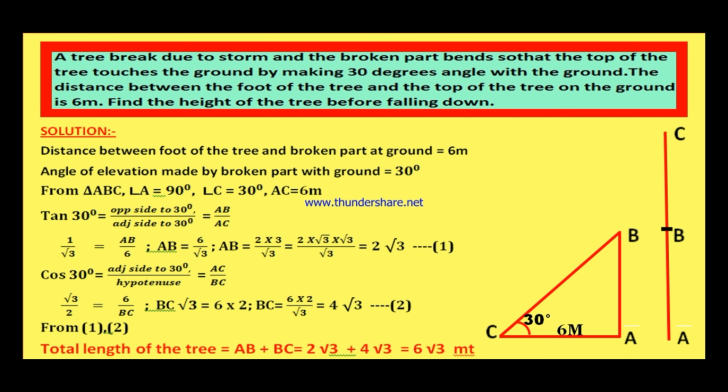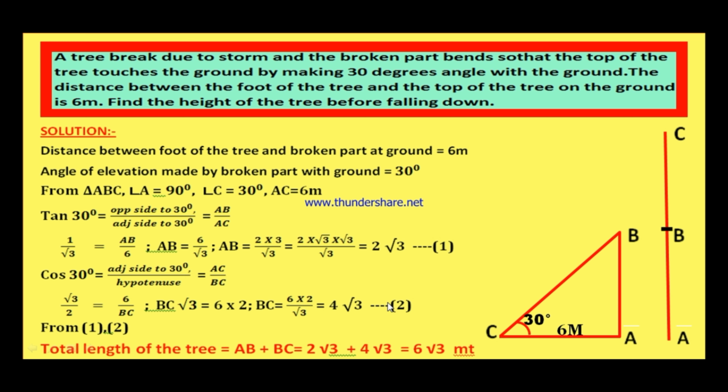Let us substitute the known values. Cos 30 degrees, which is root 3 by 2, is equal to AC by BC. AC value is 6 by BC. By cross multiplication, BC into root 3 is equal to 2 into 6, or BC is equal to 6 into 2 by root 3. But we already know that 6 by root 3 is 2 root 3, so 2 root 3 into 2 is 4 root 3.